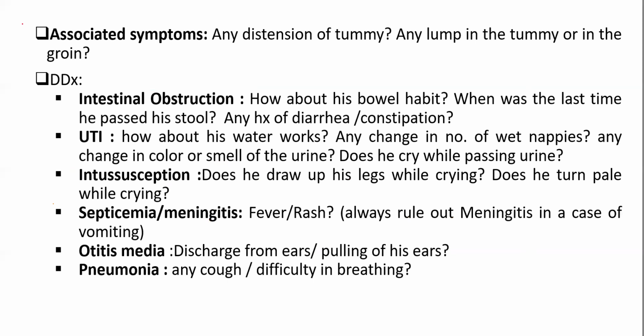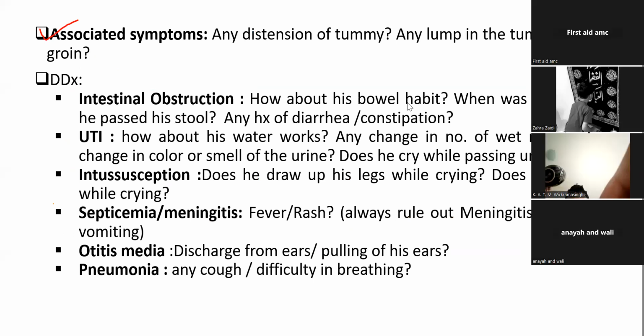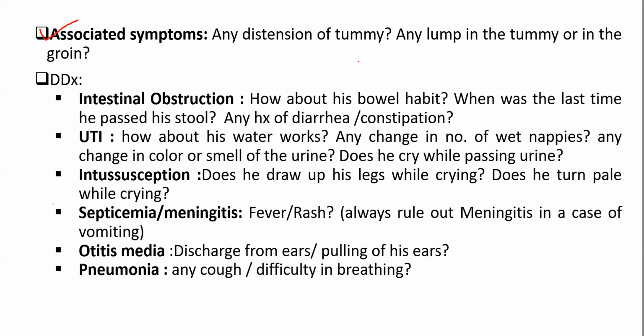After vomiting, along with the vomiting, we are going to ask some associated questions. Now, if you don't remember the associated questions, you can just start asking the differential diagnosis. That's fine. Okay? Because in here, we will be asking some of the DD questions anyway. So for differential diagnosis, we start with the GIT related causes. And if you remember the associated symptoms, you can ask along with the vomiting, any associated tummy distension, any lump in the tummy or in the groin.